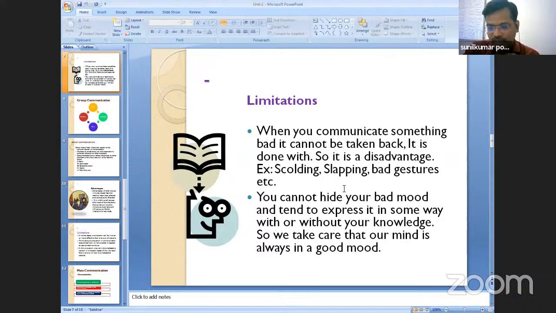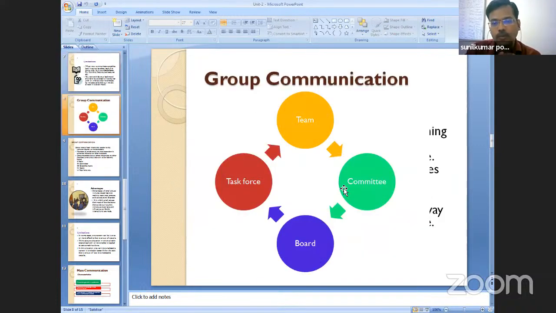Next, group communication. What is a group? Group means members of a team, members of a committee, members of a board, members of a task force are called a group. Clear? First, we have to know what a group is. Many groups: family groups, WhatsApp groups, friends groups, classmates groups. Not only the four I have mentioned. Any more than two persons are called a group. Only two persons is interpersonal communication. More than two people together communicating something is called group communication.